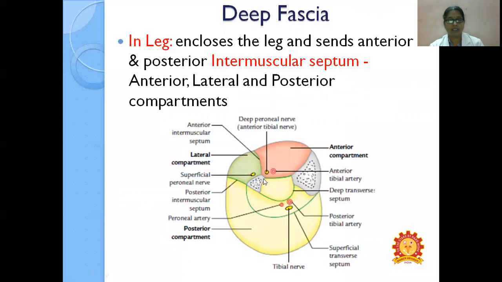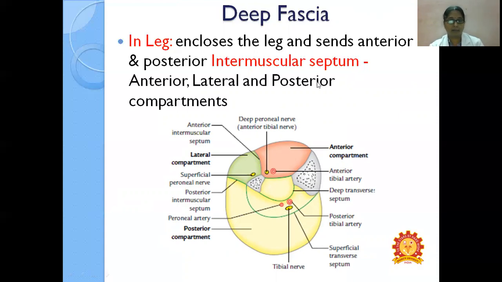What you see in this picture, this is the tibia and this is the fibula. This is the medial side and this is the lateral side. What you see here, this is the anterior compartment and this is the lateral compartment. The yellow color is the posterior compartment. Each compartment will have muscle, vessels and nerves.